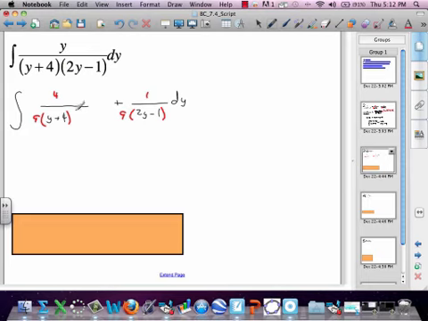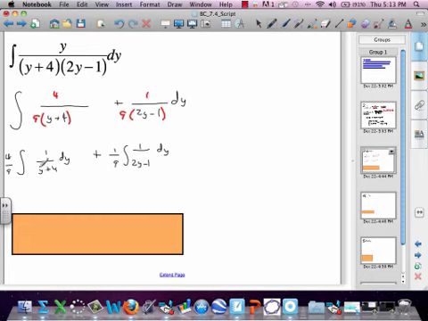When I have broken it into partial fractions, and if I split this into two different integrals and take out the 4/9 here, I get 1 over y plus 4 dy, which is a very nice integral to do. It's going to be an ln, and this one would be 1/9 integral 1 over 2y minus 1 dy, and that's also a nice one. Those are both going to be ln's.